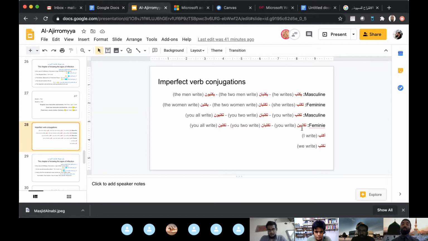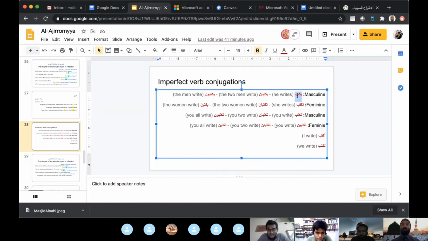So yaktubu, the lam goes away. Yaktubu means he writes.